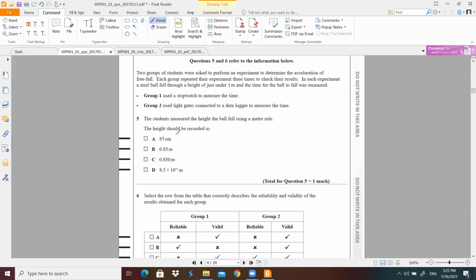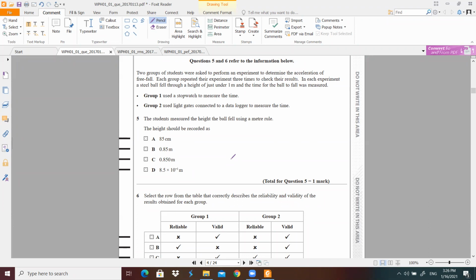The height should be recorded as, okay, so if you look very closely, all of these come down to the same value: 85 centimeter, 0.85 meter, 0.850, 8.5 times 10 to the power minus 1. All of these are actually equivalent values, but the only difference between them is the significant figures. Also the units are different. Some of them are given in centimeter and others are in meter.